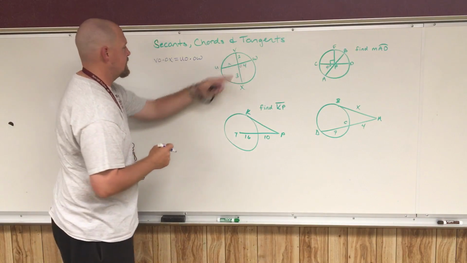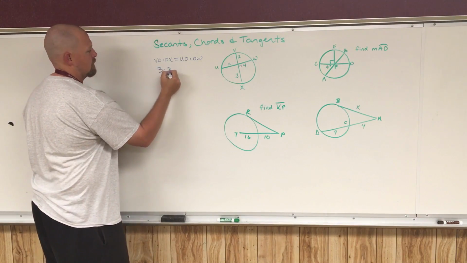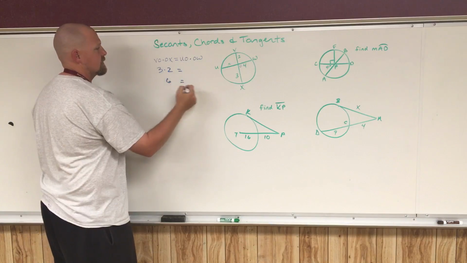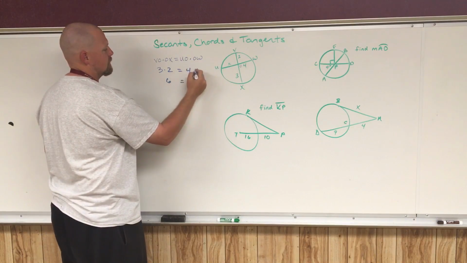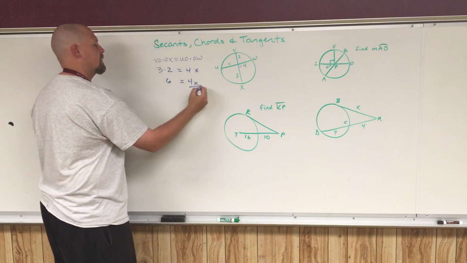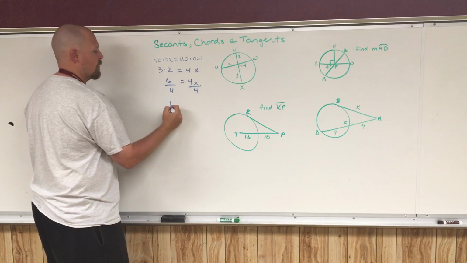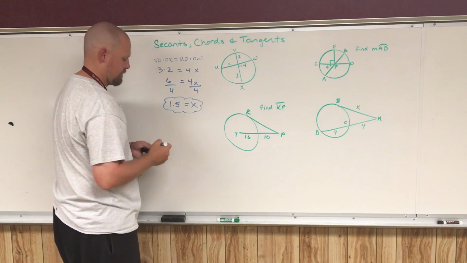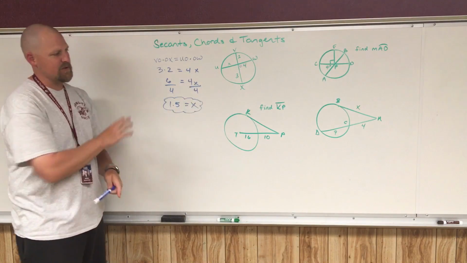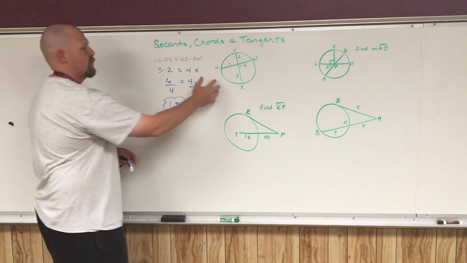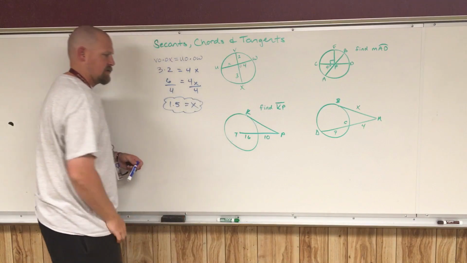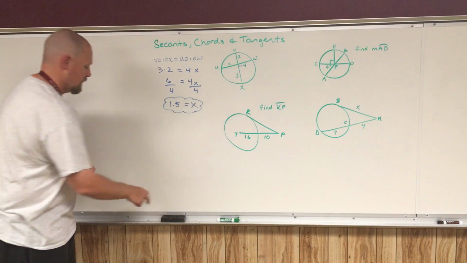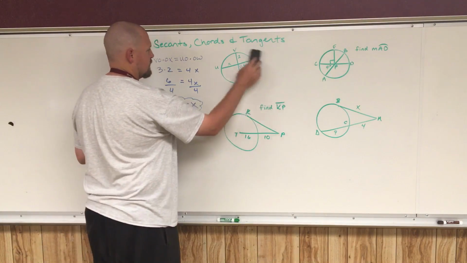And so here we got 3 times 2. That's 6. And then x times 4. That's just 4x. I'm going to divide by 4. And we get x is equal to 1.5. This one's pretty simple. This is probably one of the easiest ones. This one and this problem are probably the easiest two on the board. So we're going to move on to this one down here.